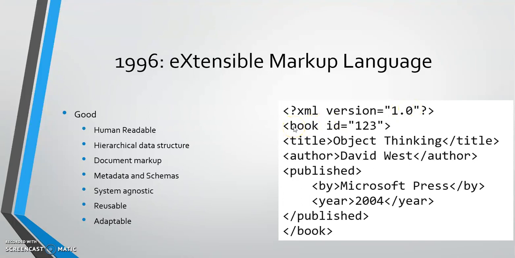We have tags that have an opening tag and a closing tag. There are also attributes that are possible for the tag. Now, also you'll see here that this is human readable. Everything in here is a word that you can recognize. And there is also a hierarchical data structure. Notice that we have here the publish tag, but below that are two child tags, Microsoft Press and 2004.